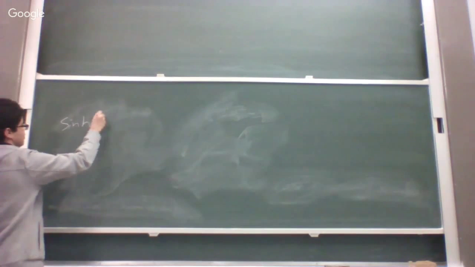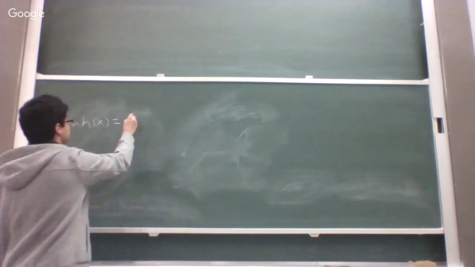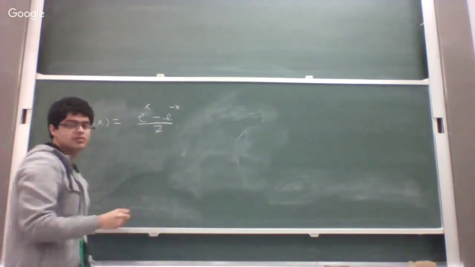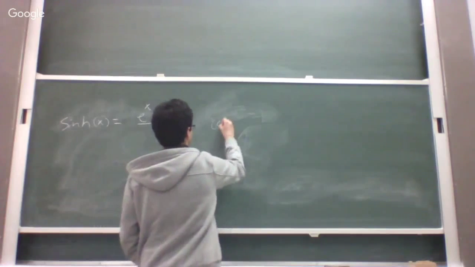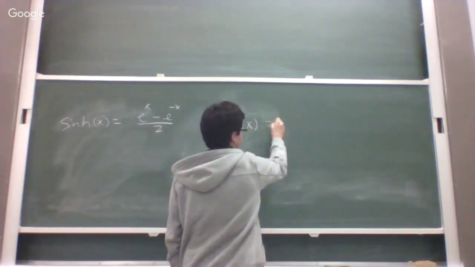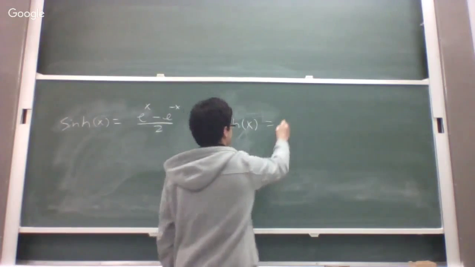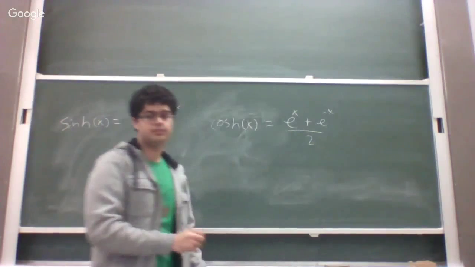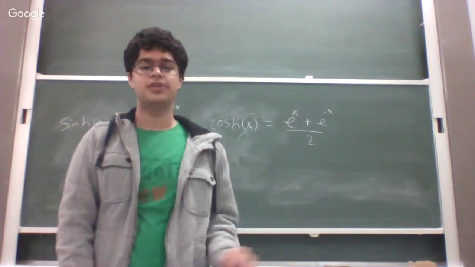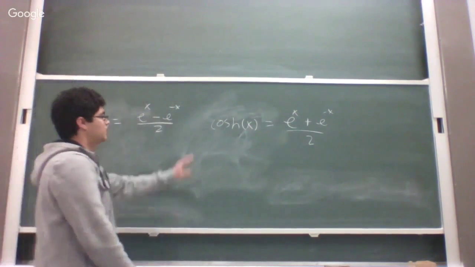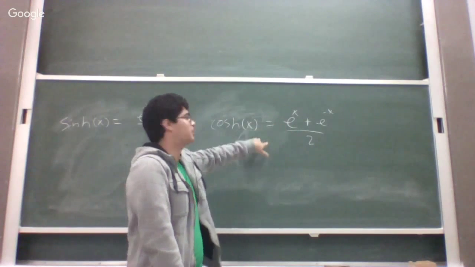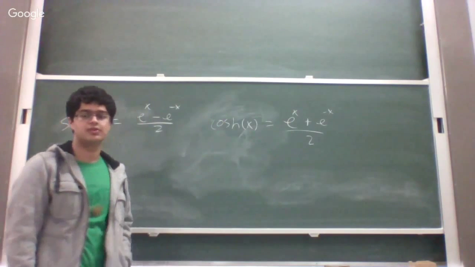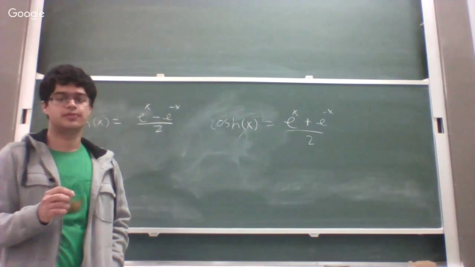Sinh of x is equal to e to the x minus e to the minus x, all over 2. Cosh of x is equal to e to the x plus e to the minus x, over 2. Using manipulation, if you can find this in integrals, you can convert back to cosh like that, okay? So it helps simplify integrals or do natural logs and stuff.